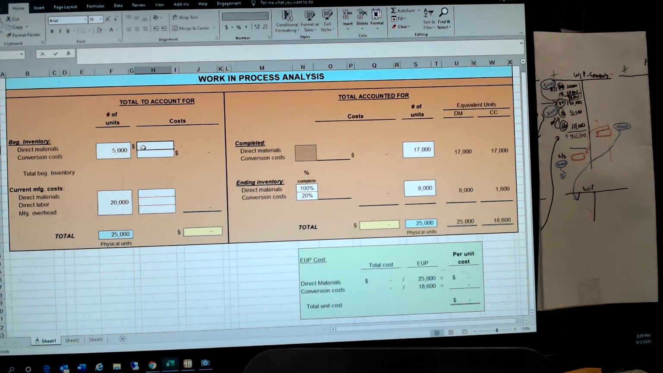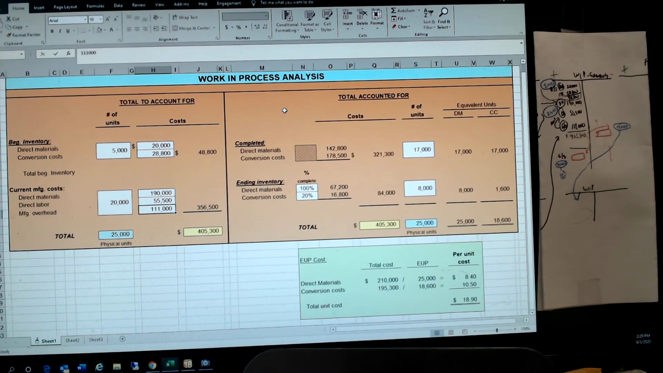Drop in the costs. Beginning inventory was 20,000 for materials, 28,800 for conversion costs. Current production costs, 190,000 for materials, 55,500 for labor, and 111,000. Boom. Oh, something's wrong. 111,000. And it's done.